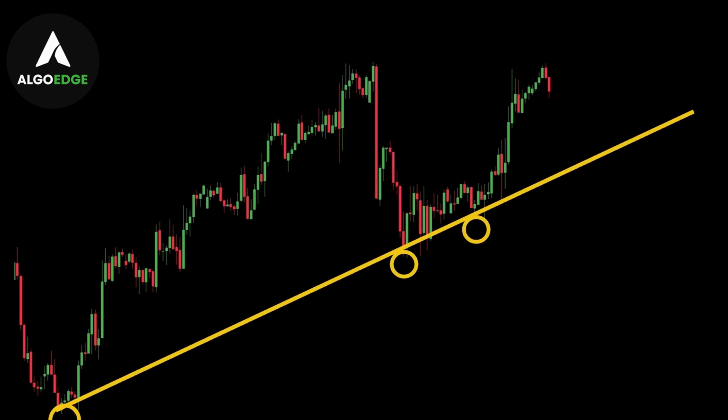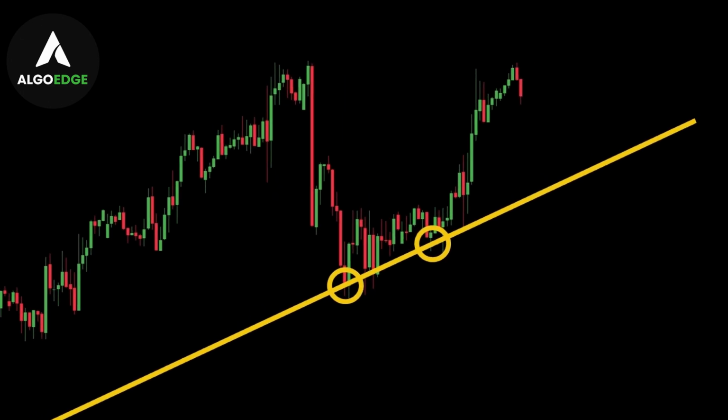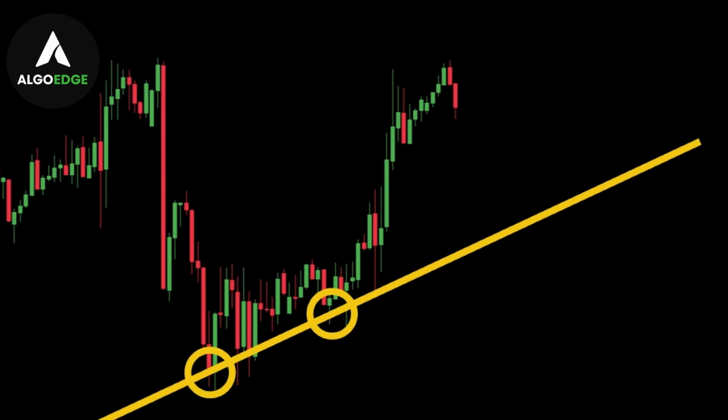Now, let's say we've drawn the trend line correctly. The next question becomes, how do we use it to make trading decisions? Should we wait for the price to reach the trend line and enter a buy trade, expecting it to bounce higher? Or should we wait for the trend line to break and then enter a sell position?